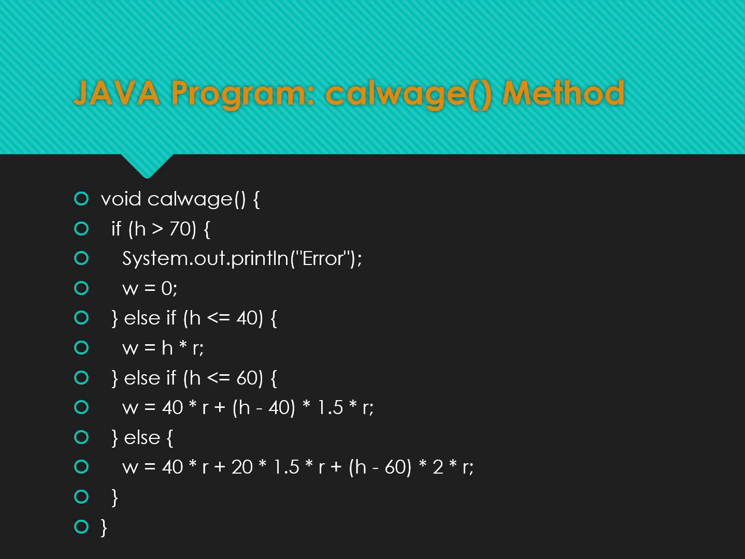4. Finally, if the hours are between 61 and 70, there are three parts. First 40 hours at the base rate. Next 20 hours at 1.5 times the rate. Remaining hours at double the rate. So the full formula is W = 40 × R + 20 × 1.5 × R + (H − 60) × 2 × R. This structured logic ensures that wages are calculated correctly for all valid input ranges.